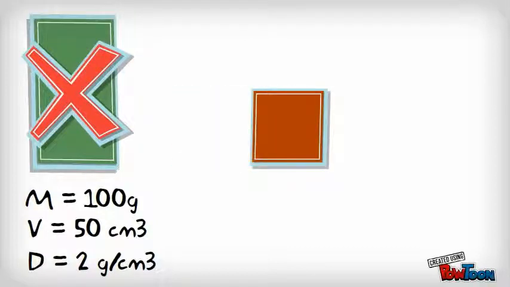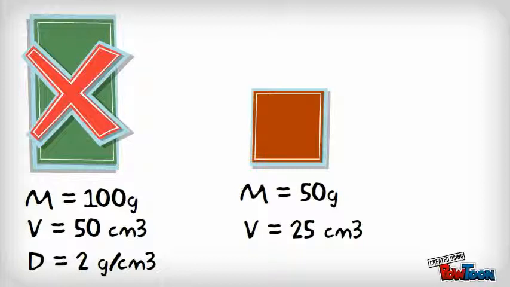When you cut it in half, the mass gets cut in half, so now the mass is 50 grams. The volume also gets cut in half, so now the volume is 25 cubic centimeters. When you use the formula, we end up with the same result. The density is 2 grams per cubic centimeter. This is true because if you cut an object in half, you're halving both the mass and the volume. So the ratio between them is still the same.